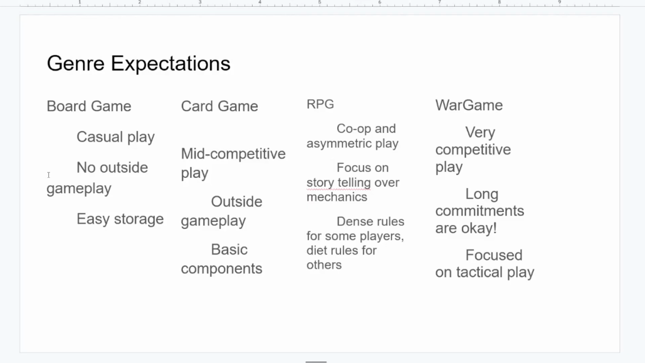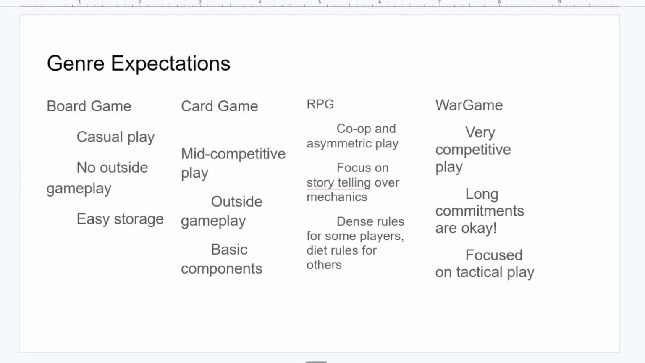Then war games are going to be extremely competitive. Long time commitments are 100% okay for a war game, right? With a card game, you want very small time commitments, but with a war game, playing a single game, taking a whole afternoon, two thumbs up, war gamers love that. They want to spend months painting their army, making sure all their orcs are red because red goes faster. Awesome. And war games are very focused on tactical play over anything else. While war games still can have luck elements such as dice rolls, you're rolling so many dice in a war game that it ultimately just averages out at the end of the day, right?